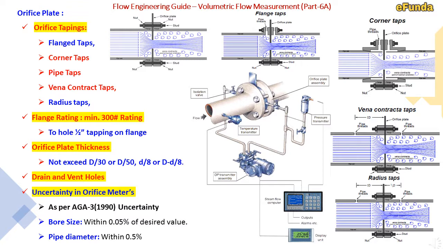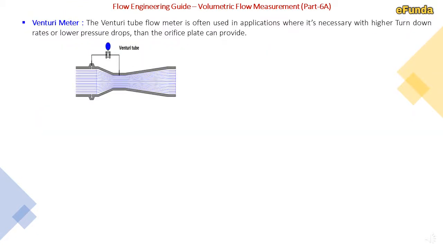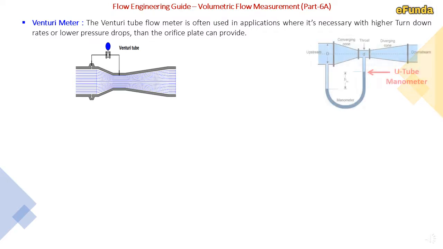So the orifice plate is the most commonly used device in industrial applications for differential pressure measurement to get the volumetric flow. Venturi meter. The Venturi flow meter is often used in applications where it is necessary to have high turndown rates or lower pressure drops than the orifice plate. One can see in the figure, converging cone, throat, diverging cone are the typical three sections of the Venturi meter.